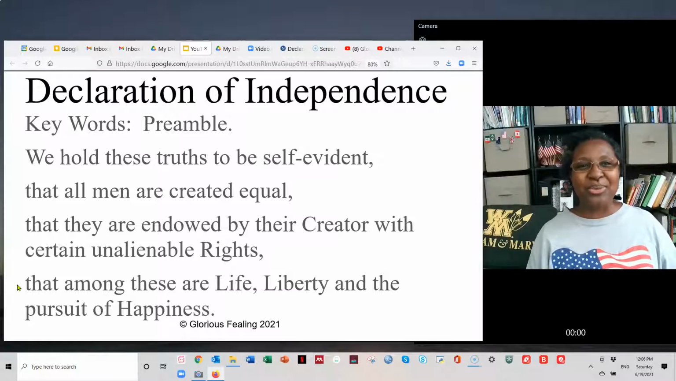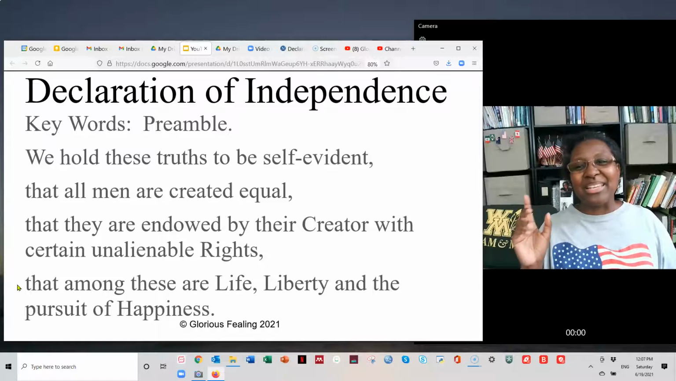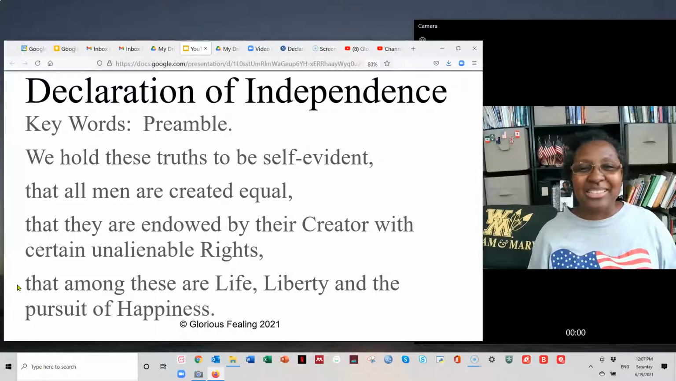We hold these truths to be self-evident, that all men are created equal, that they are endowed by their Creator with certain unalienable rights, that among these are life, liberty, and the pursuit of happiness. You will hear sometimes in American culture and in American folklore people talking about life, liberty, and the pursuit of happiness. Now you know where that phrase comes from.